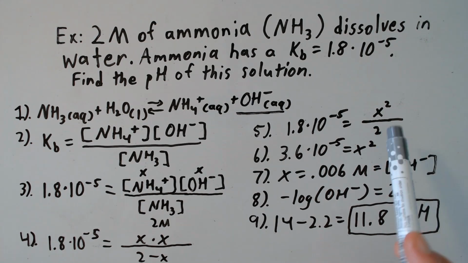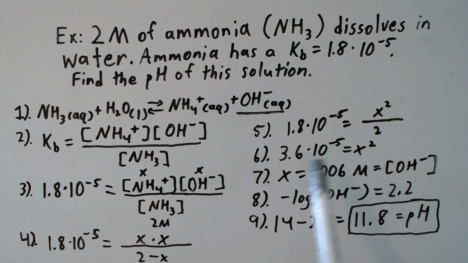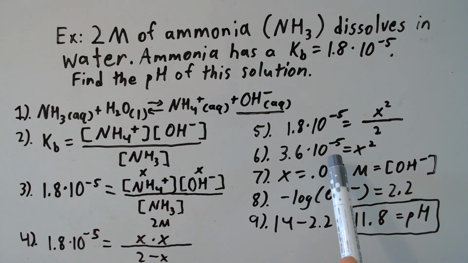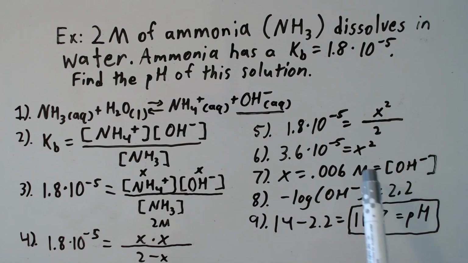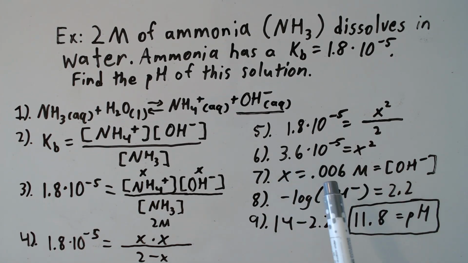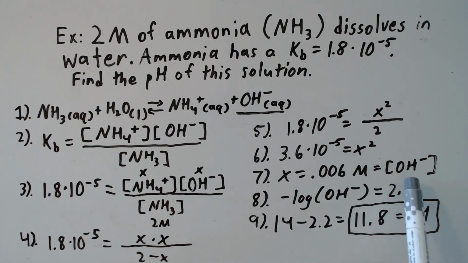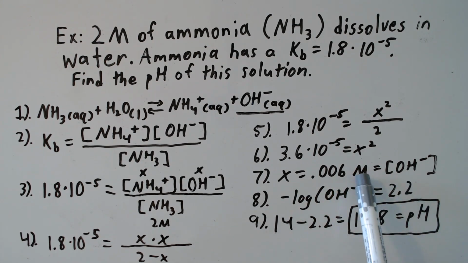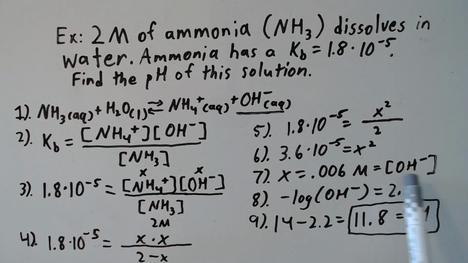Now we can multiply this 2 by 1.8 times 10 to the negative fifth to get 3.6 times 10 to the negative fifth, which equals our x squared. We can take then the square root of this value, 3.6 times 10 to the negative fifth, and that will be 0.006 molar. That will equal the x. And this 0.006 molar is equal to the concentration of OH- once the reaction has reached equilibrium.